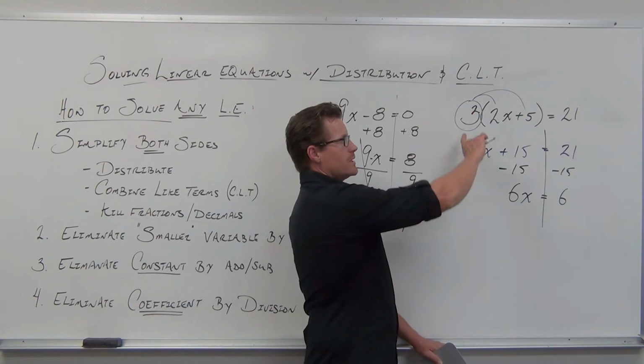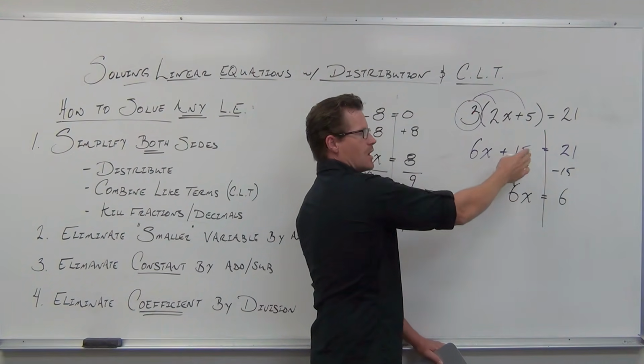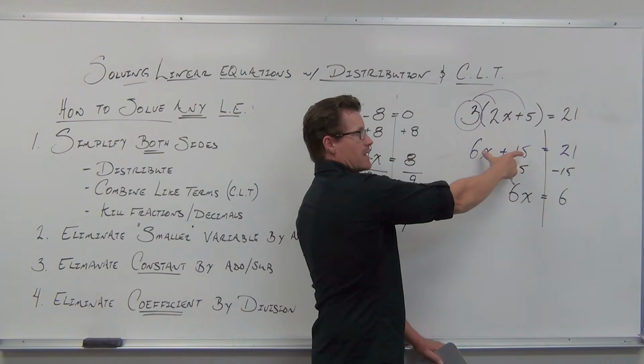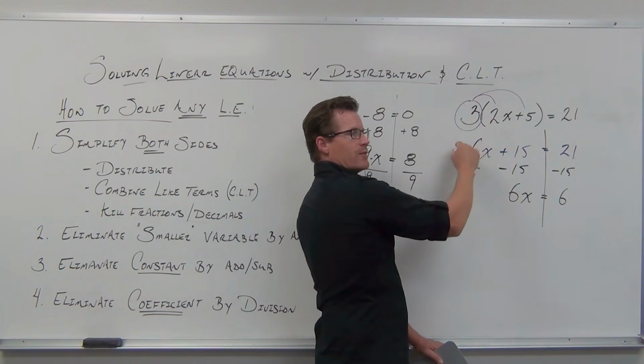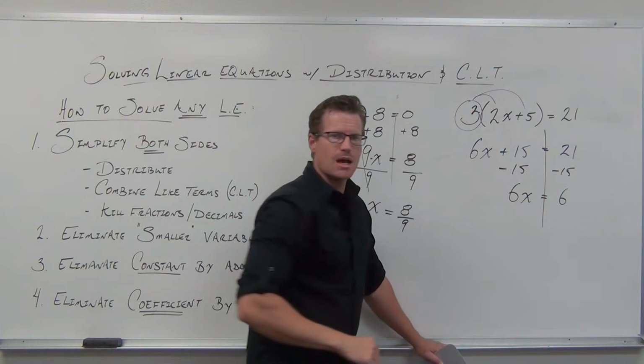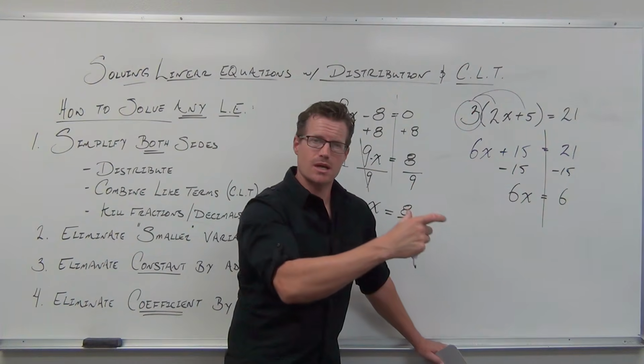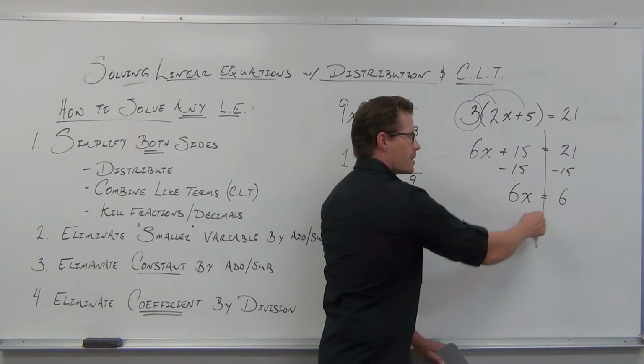So we distributed. We didn't have any like terms, not like terms. Different sides, not like terms. We tried to combine like terms. We couldn't do it. We have only one variable. Let's get rid of our constant by addition and subtraction. And at the last step, you should have at most 2 terms. One on each side, one with a variable and one without it.